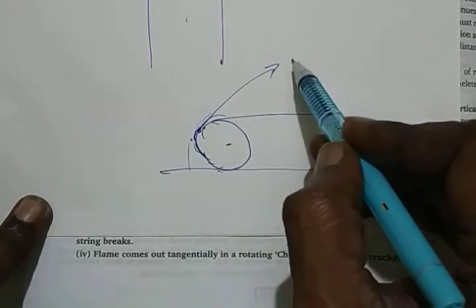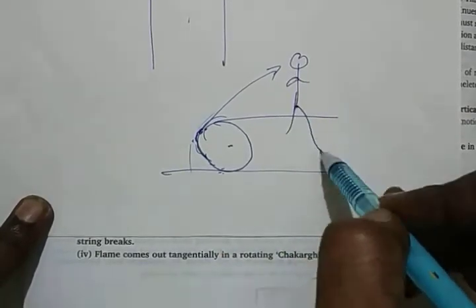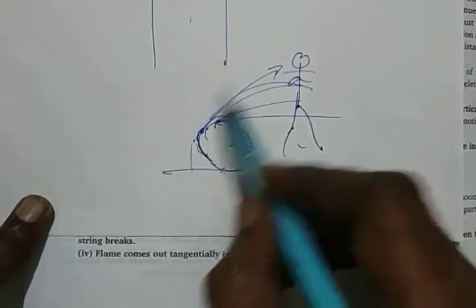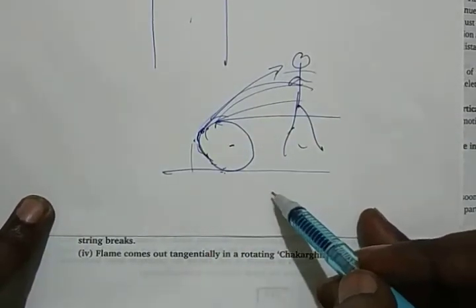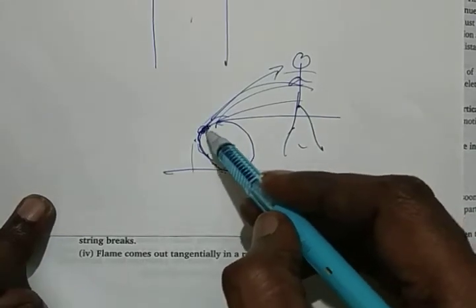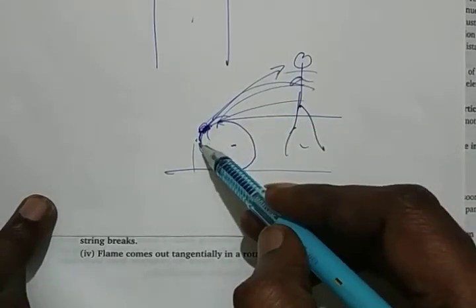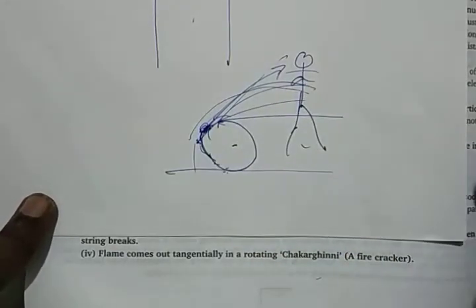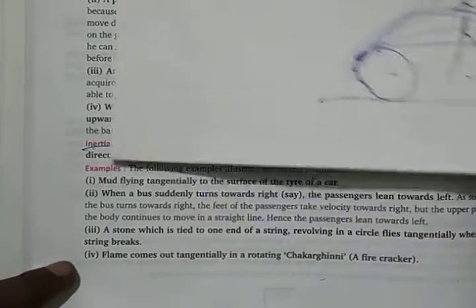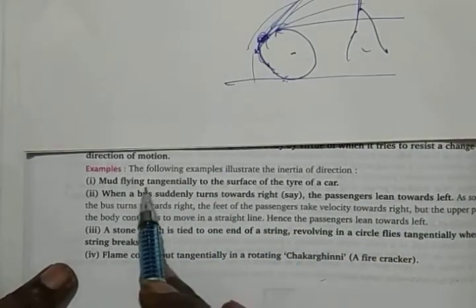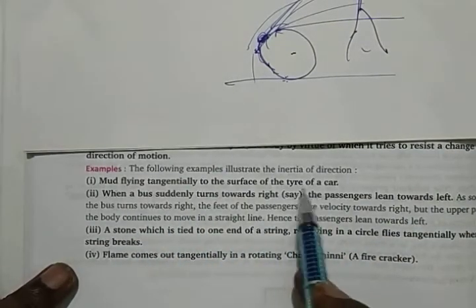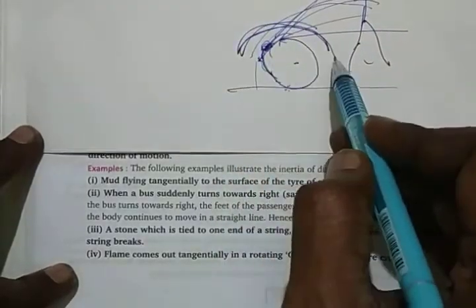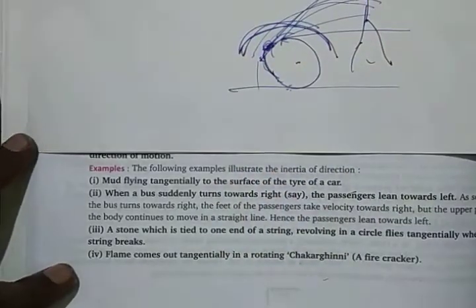And the poor guy who is already wheeling this one, it all lands on his back and shirt. Have you seen that one? Mud is always there when you cycle. Because of this inertia of motion, it allows the mud to constantly go in the same direction. So it just comes on top of his t-shirt itself. Look at this one, mud flying tangentially off the surface of the car tire. That's the reason they give a mud guard. If you don't have a mud guard, then everything comes on top of you.